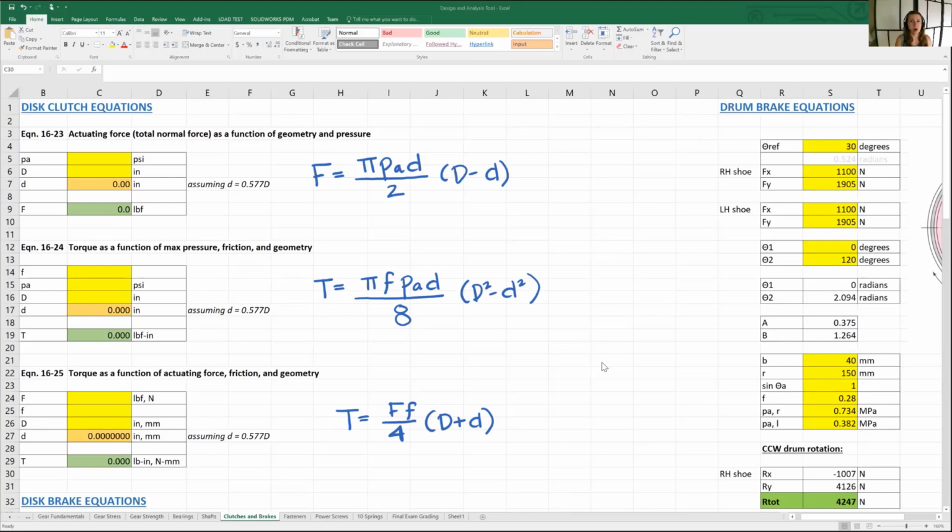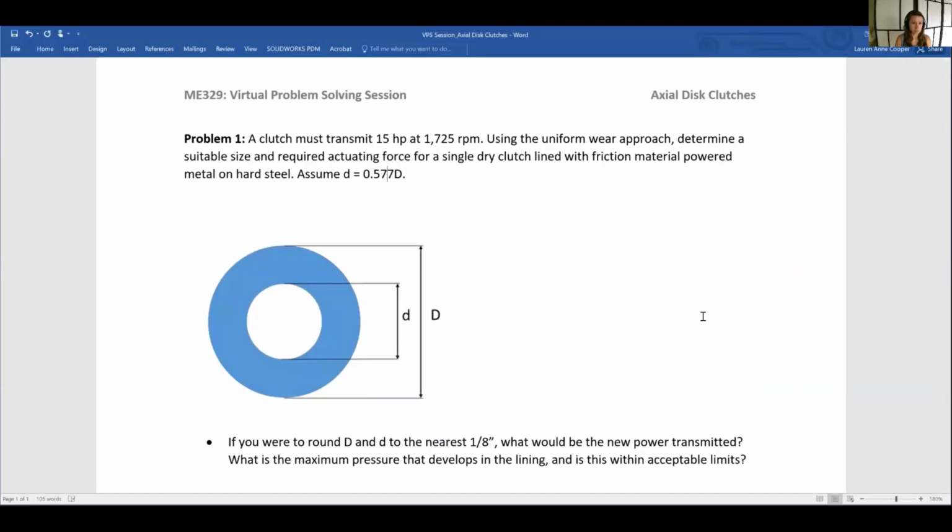Now let's go back to our problem and see what information we have, to figure out which equation to use. We have information about power and speed, so we can get torque. We also have information about the material, powdered metal on hard steel, so we can look up a coefficient of friction. Also, since we know the material type, we can get a value for PA, the maximum pressure that we want to develop on the clutch surface. So let's do that now.